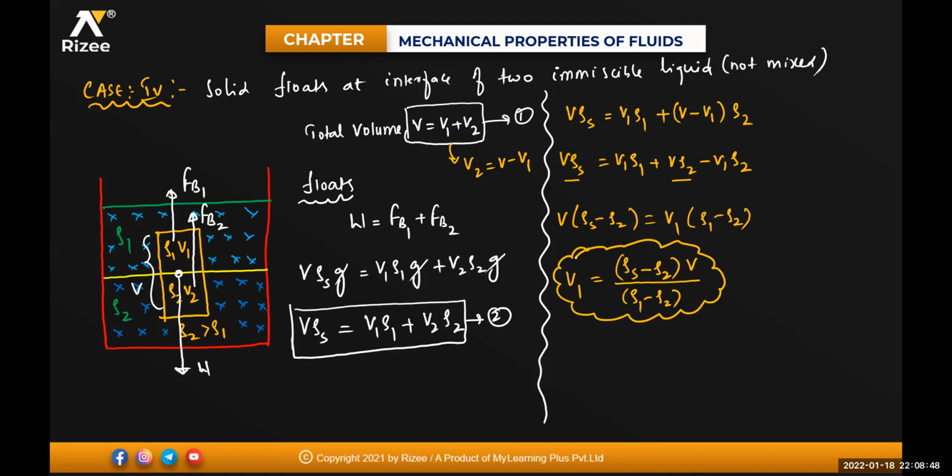In the same way, we can calculate the volume V2. Done, beta? Very important application, beta. Whenever a body is floating in two liquids, that means some part is in the first liquid and some part is in the second liquid, then the first thing you need to write is the total volume of the body, then write the equation of the buoyant force. Then simplify that, and we get the answer. Very important relation and a direct shortcut formula for such types of liquid problems. Clear?